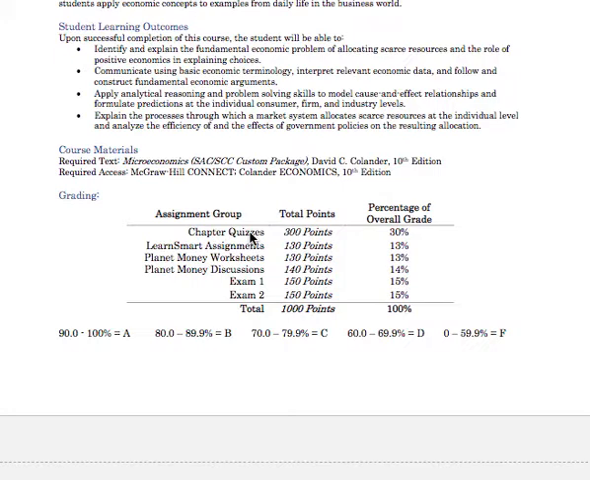The Learn Smart assignments, 130 points, pretty straightforward. There's 13 chapters, 10 points each. Bam. Plan Money worksheets, straightforward. We cover 13 of them, 10 points each. Bam, 130 points. Discussions, 14 of them because we have an intro discussion, 140 points. Okay, pretty straightforward.